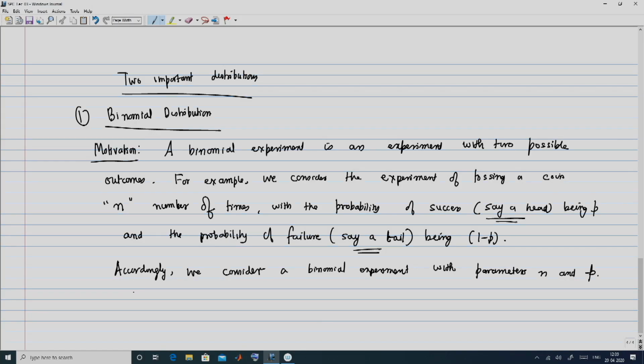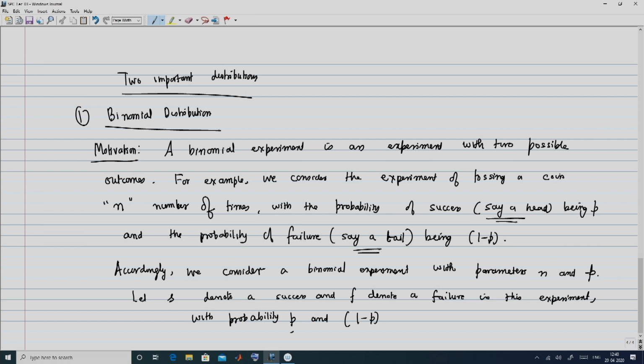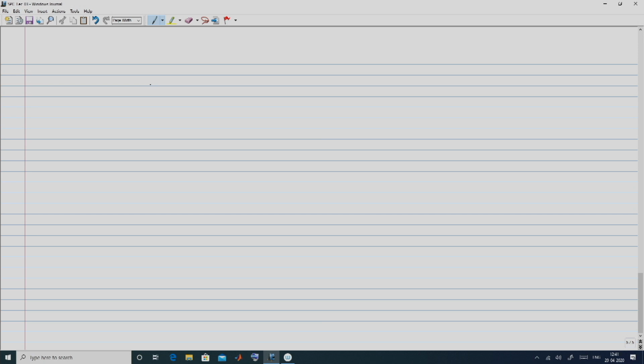All right. So now we are talking about success and failure. Accordingly, this motivates us to use the letter S to denote a success and F to denote a failure in this binomial experiment. S could have been a head and F could have been a tail in the specific example we just looked at, with probability p for S and 1 minus p for F, respectively.